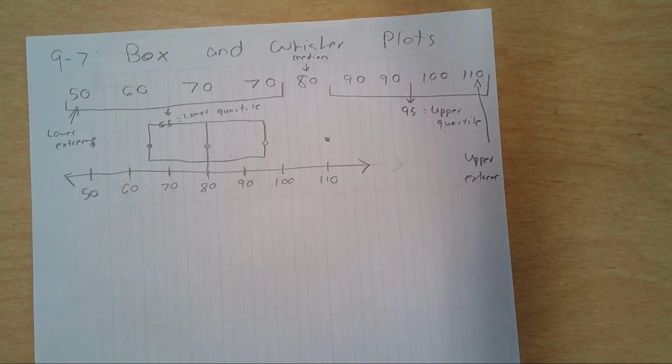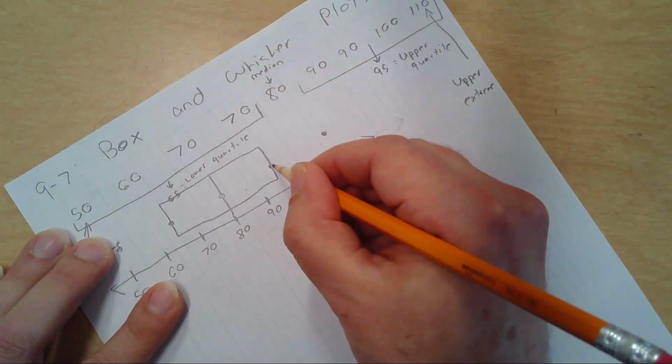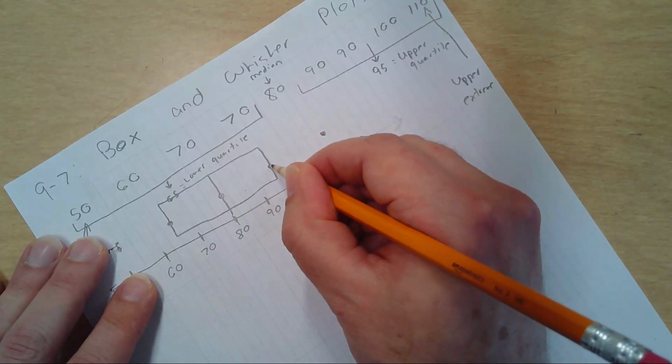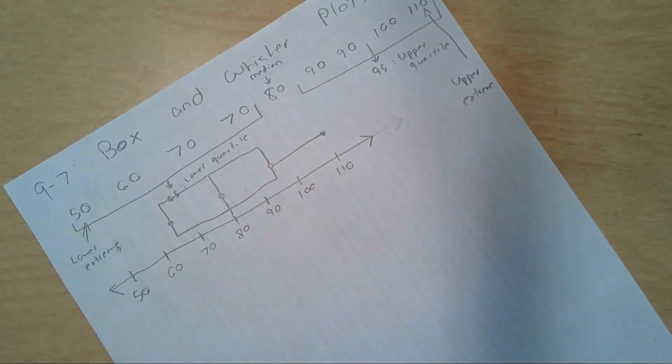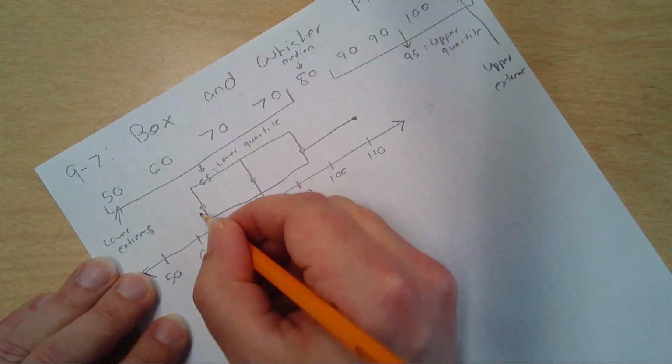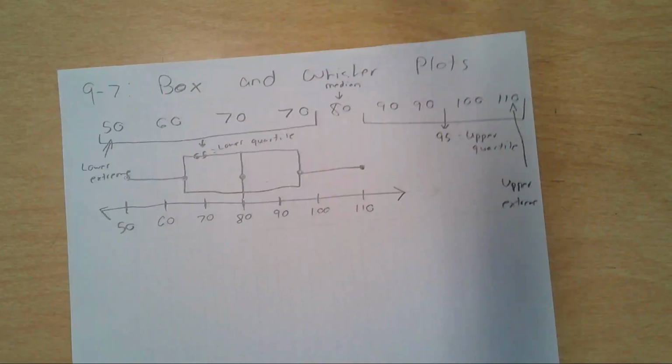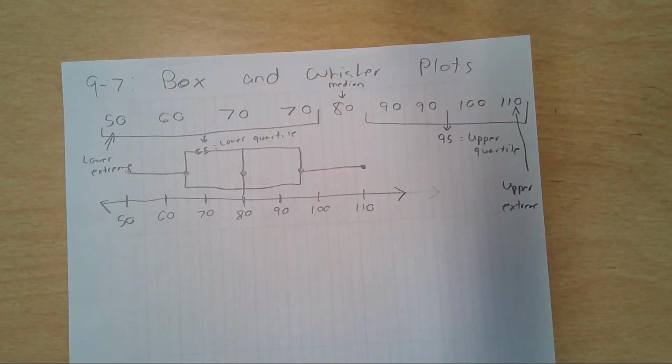So to finish this off here, hence the term the whisker, from your upper quartile to your upper extreme, you draw a line. And from your lower quartile to your lower extreme, you draw a line. And this would complete my box and whisker plot right here.